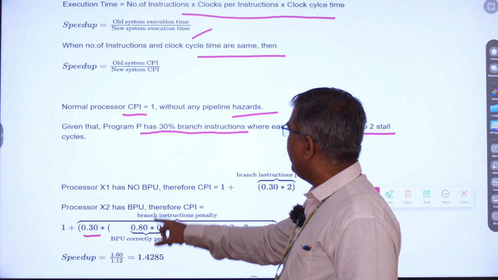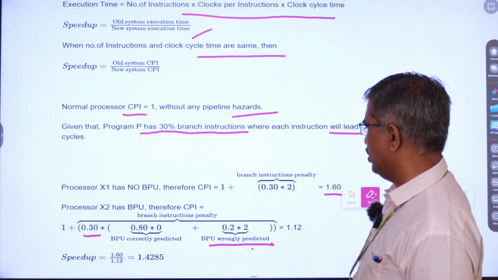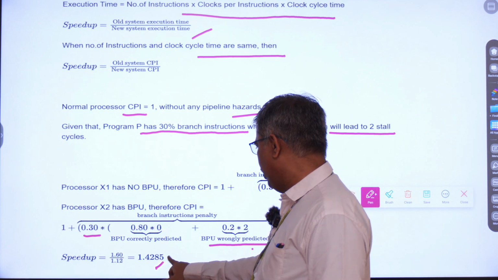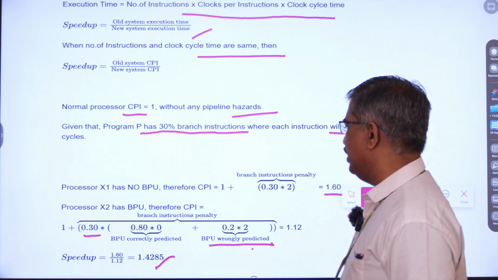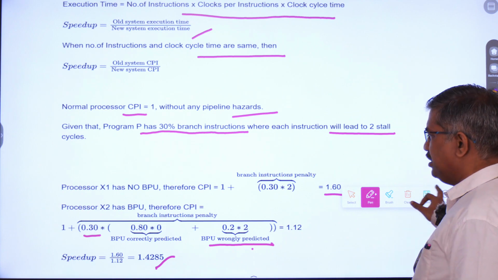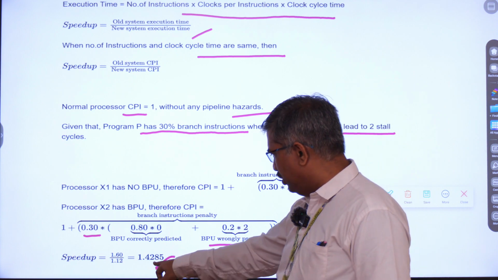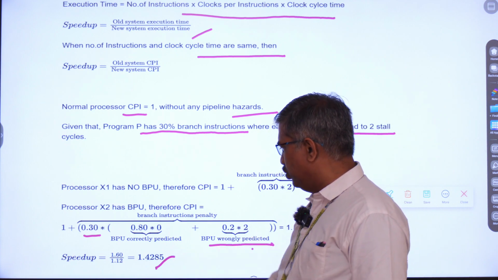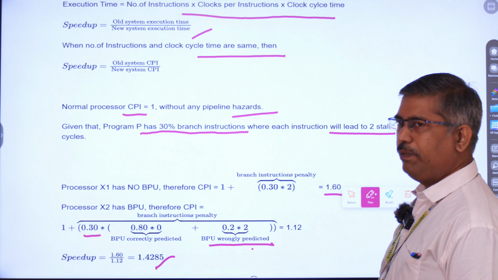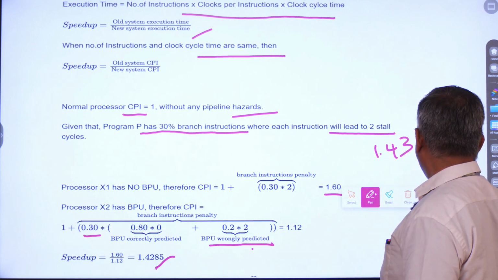Next, speed up can be calculated by old system CPI divided by new system CPI. So 1.60 divided by 1.12, that is 1.4285. So the answer is 1.43. We convert into 2 decimal points, so the answer will be 1.43. 1.43 will be the correct answer.